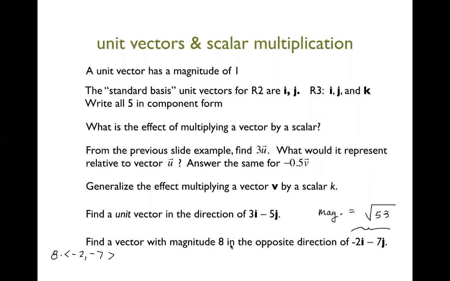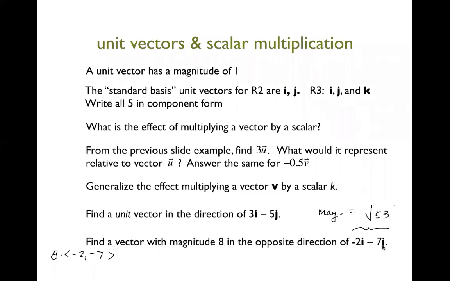So what if I want a vector with magnitude 8? The easiest way to do that is to have a unit vector that I multiply by 8, right? If I have a unit vector that I multiply by 8, I just forced the new magnitude to be 8. So we know how to find a unit vector for this vector, and then by multiplying that by 8, we just scaled it back up to 8. So we want to scale it down to 1 and scale it back to 8.